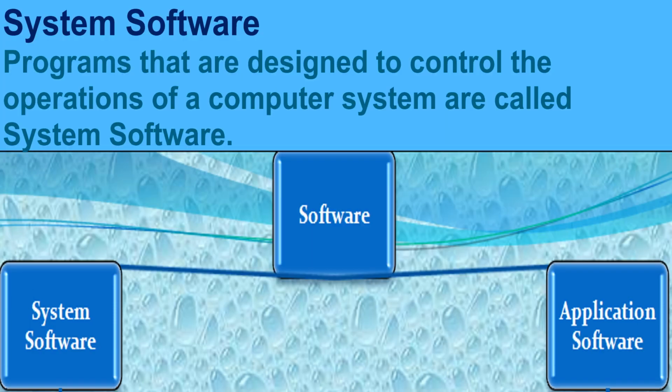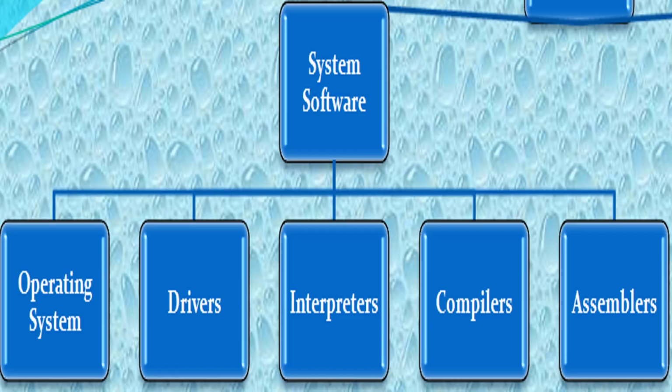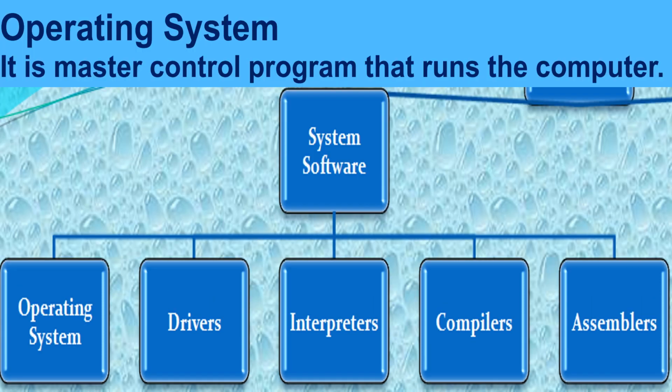Let's discuss system software. Programs that are designed to control the operations of a computer system are called system software. These programs assist in running application programs. System software can be classified into operating systems, drivers, interpreters, compilers, and assemblers. Let's discuss operating systems.